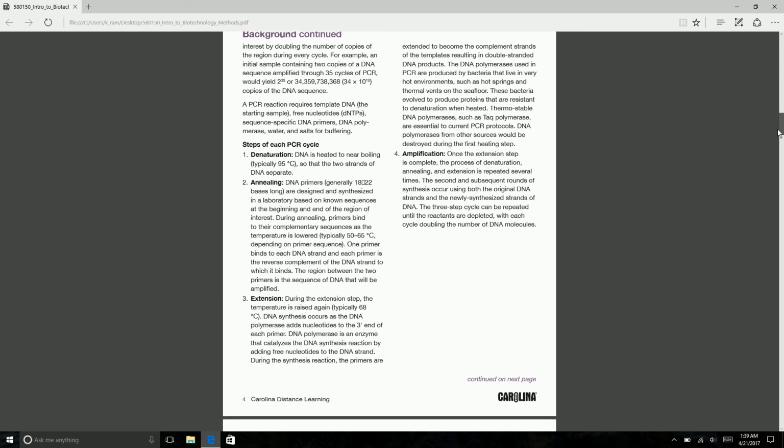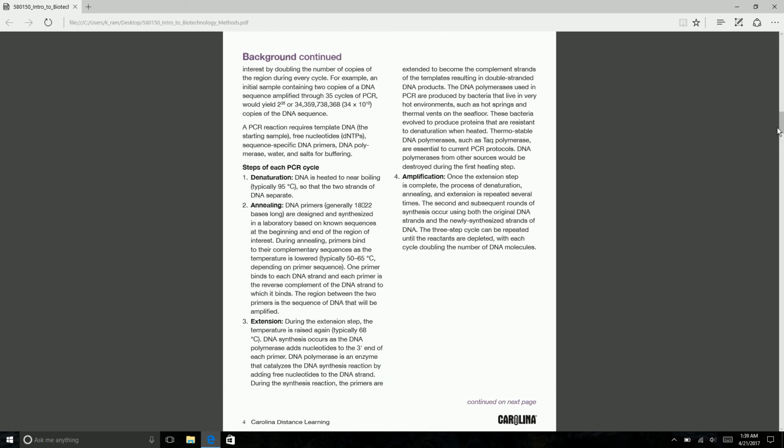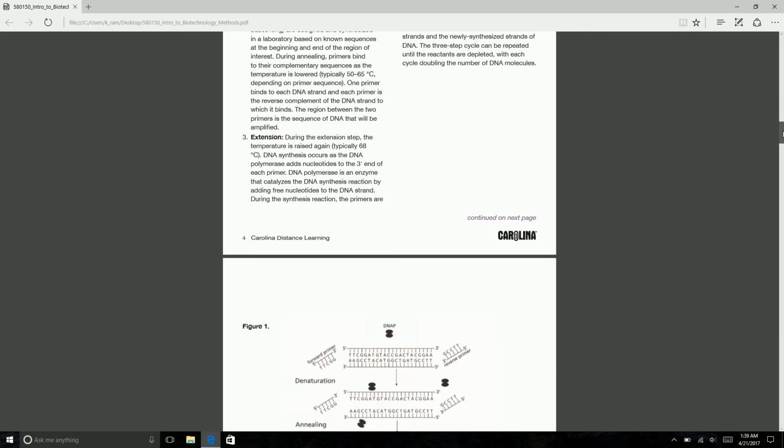So the region where we suspect the mutation should be amplified, because if it is less, we cannot detect the mutation. So we will amplify that region by using this technique called PCR.